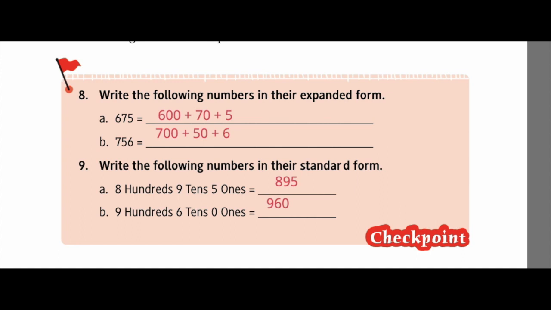Expanded form is that we are expanding the number which is in the short form and writing it according to its place value, and standard form is that we write a number using digits, that is the number in short form. It can also be called standard form.